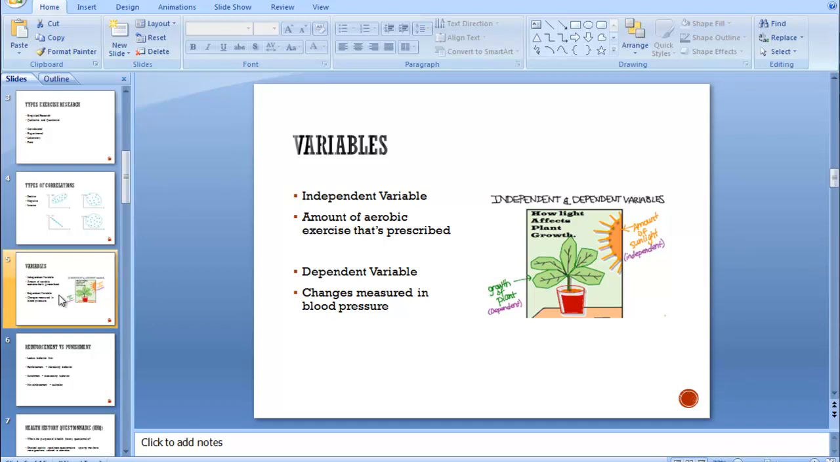So variables, you have independent variables and you have dependent variables. You're going to see this in experimental designs. We won't deal with it too much in this class, but it's important for you to know. So an example of an independent variable would be the amount of aerobic exercise that's prescribed to an athlete. And then we could go back and check to see how much of an impact that had on their blood pressure. So we would do blood pressure pre, and we would do blood pressure post, and in between that we would have prescribed them exercise to see if it changed their blood pressure.